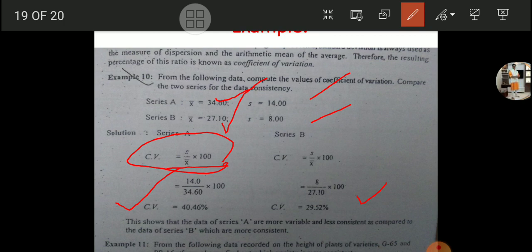This shows that the data of series A are more variable and less consistent as compared to the data of series B, which are more consistent, because it shows a lesser coefficient of variation value, that is 29.52. Okay.